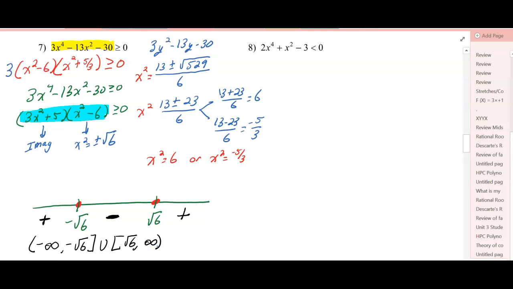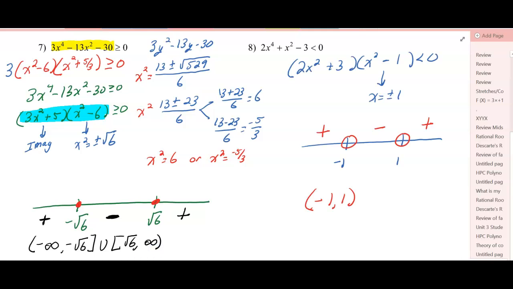I'm going to pause the screen and you can try problem number 8. All right, if you look at problem number 8, I just used my factoring skills and I got this green highlighted factoring. The first term has imaginary solutions. The second term has x equals plus or minus 1. I put those values on the number line, tested each interval, and came up with this as my final interval for that inequality of a strict less than.